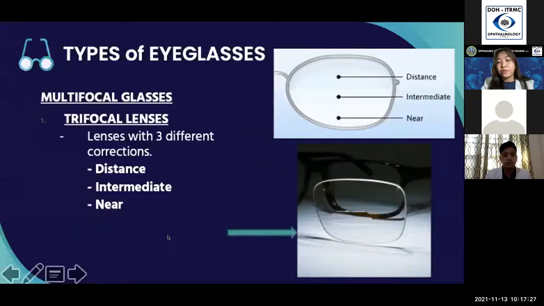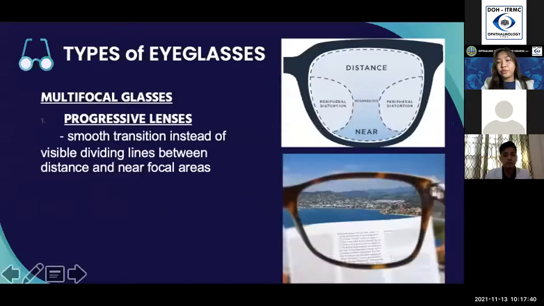First one is for the near vision, intermediate vision, and distance vision in one pair of eyeglasses. So in one glasses. The last multifocal glasses is the progressive lenses. Progressive lenses function generally the same way as bifocals or trifocals, but they have a smooth transition instead of visible dividing lines between distance and near focal areas. So you can see in the picture, wala na yung parang line gaya ng doble vista. So they have a smooth transition.